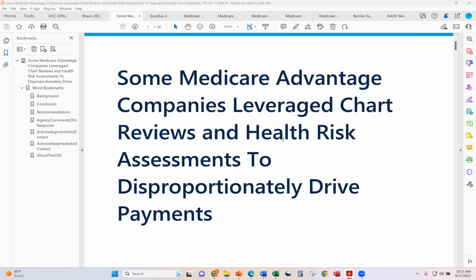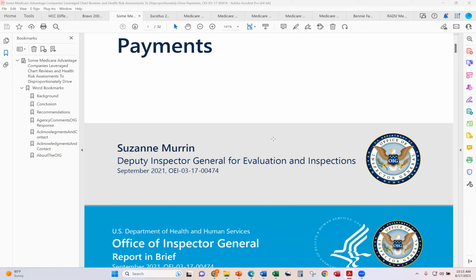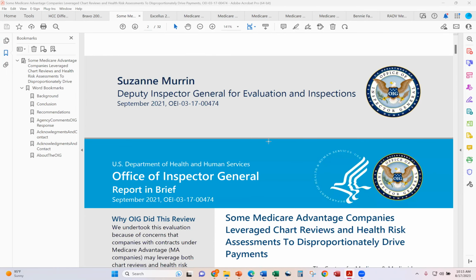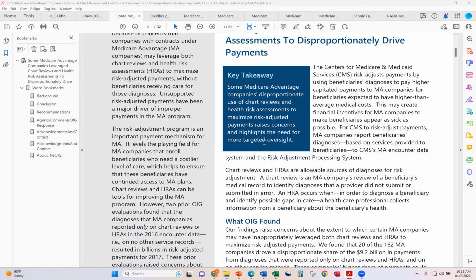So some Medicare Advantage companies leverage chart reviews and health risk assessments to disproportionately drive payments. Now, that does sound somewhat sinister.